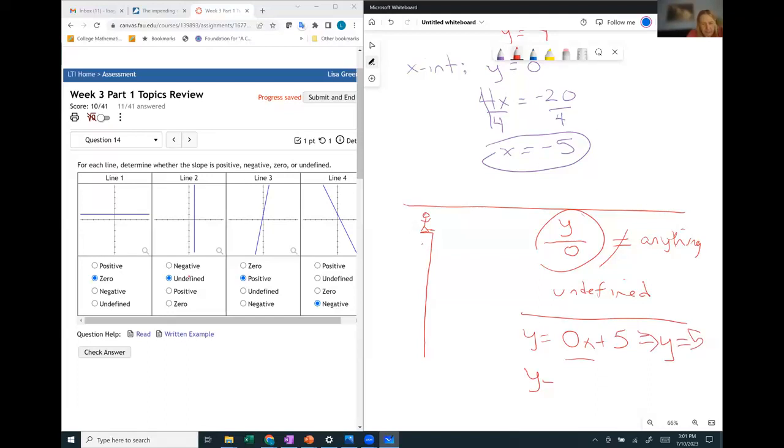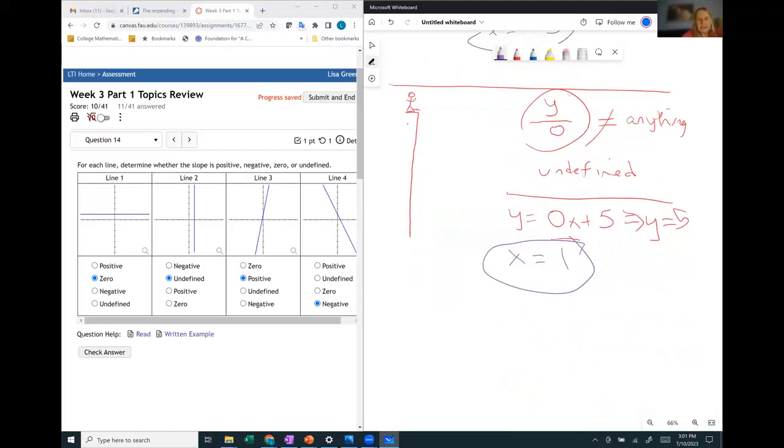But if I want to do the other one, for the undefined, it looks like x equals. Let's say this one would be x equals 1. It has no slope, it's undefined. We leave it out and we just talk about it, and it's never going to intersect the y-axis because it's a straight up and down line. So we just make it x equals some value.